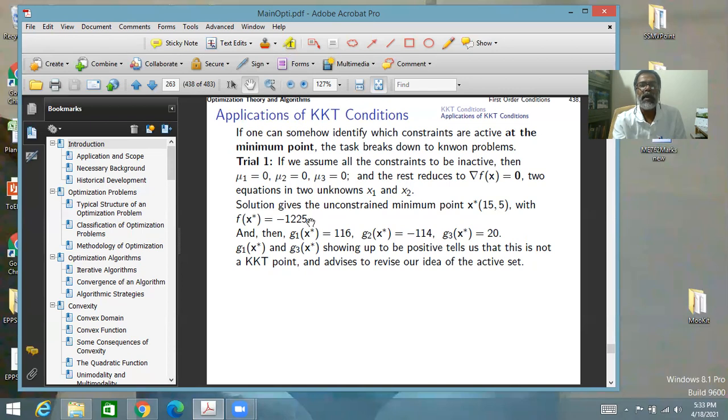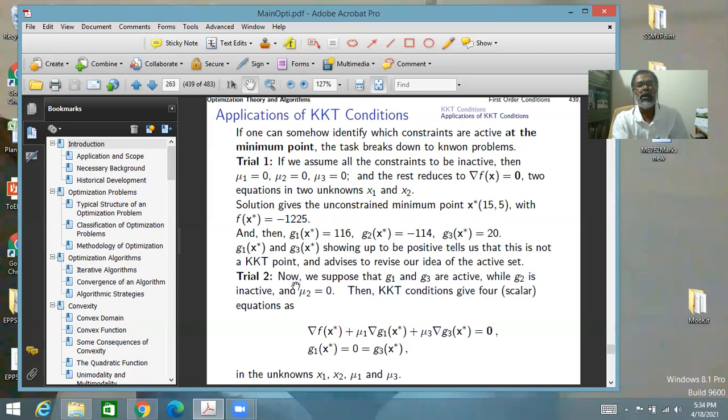Function value is this. Then to check whether the constraints are really inactive, we evaluate the constraint functions, and find one is negative, but the other two are positive. That means it is not even feasible. So this assumption was not right. So which ones are positive? G1 and G3. So in the next trial, we revise this active set and say, suppose we say that G1 and G3 are active.